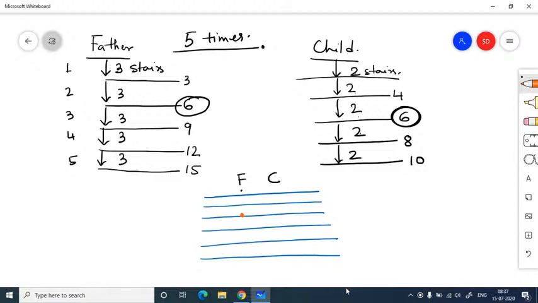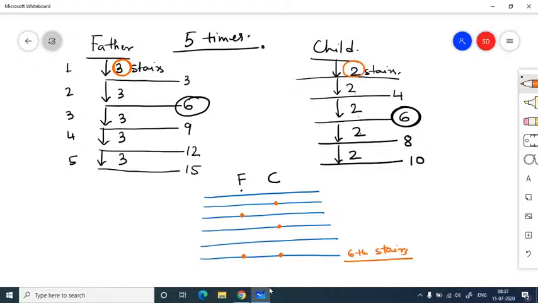And the child, first jump, he reached here. Again, the father after the second jump reaches here, but after the second jump the child reaches over here. Then in the third jump he reaches over here. So you see in the sixth stair, they are coming together. So this is the first common multiple of the number of stairs they are jumping.